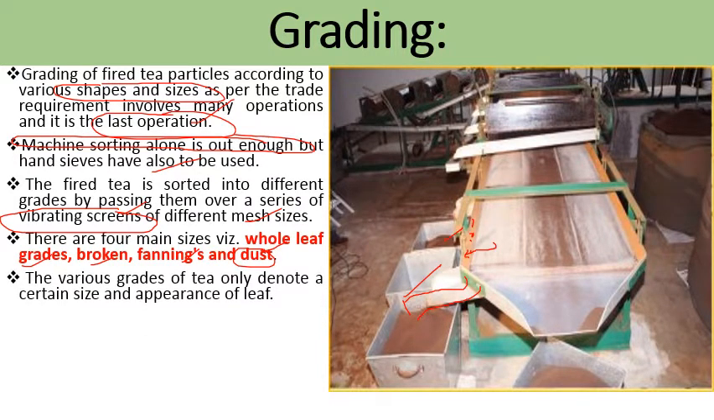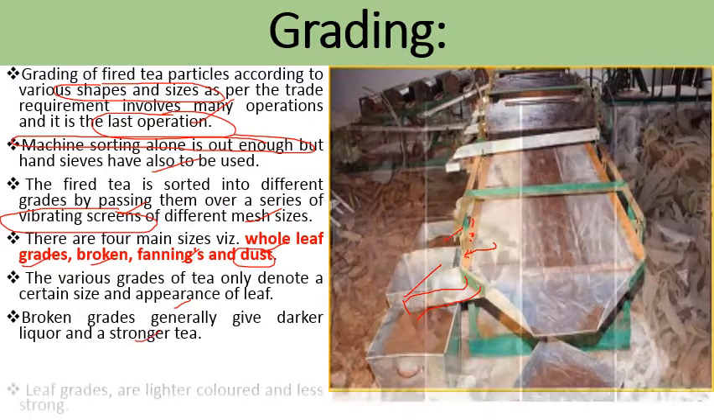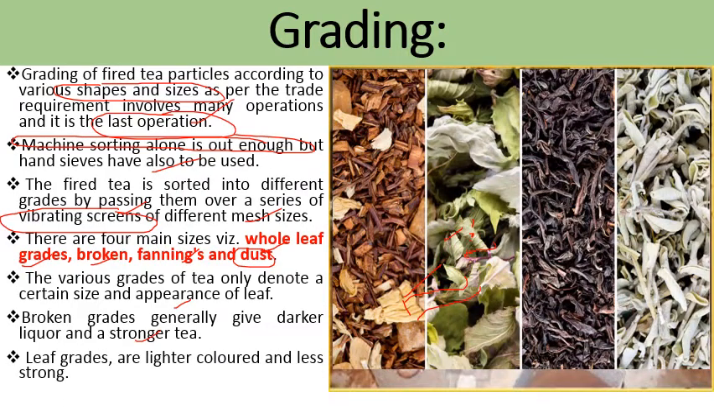The various grades of tea only denote a certain size and appearance of leaves. Broken grades generally give darker liquor and stronger tea. Leaf grades are lighter in color and less strong. So उस leaves के different sizes हैं वो different aroma और different color indicate करते हैं. जो finest particles हैं they will give a strong flavor and strong aroma.